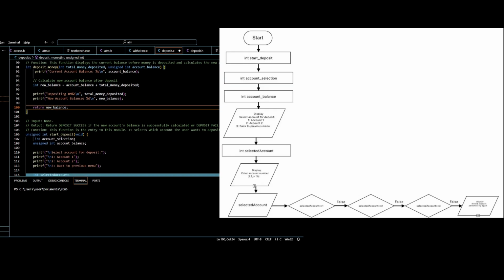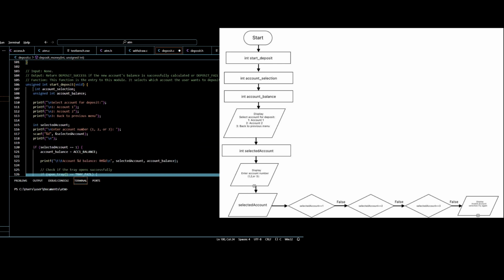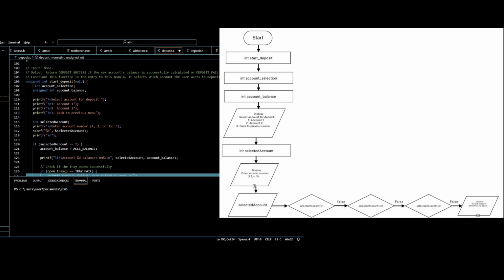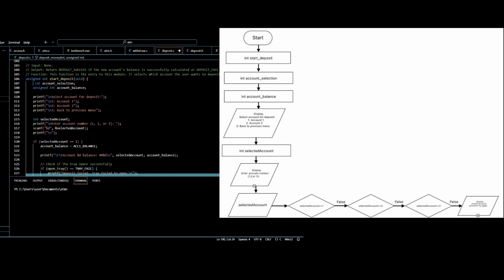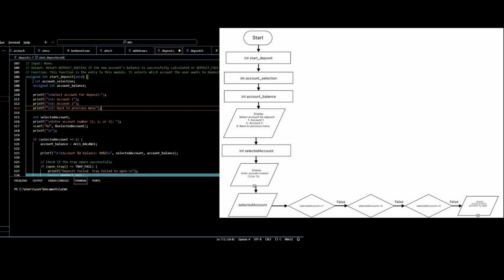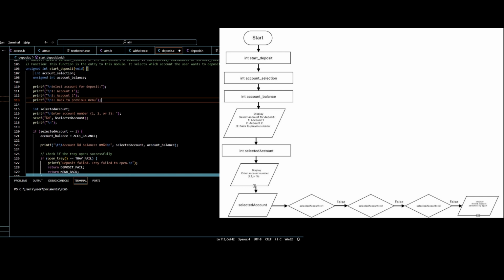Bismillahirrahmanirrahim. For the start deposit function, to display the menu for account selection, we use printf select account for deposit. Printf 1 account 1, printf 2 account 2 and printf 3 back to the previous menu.